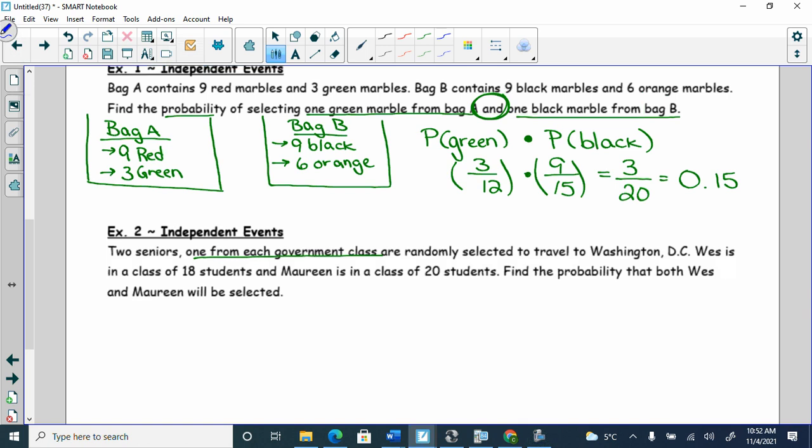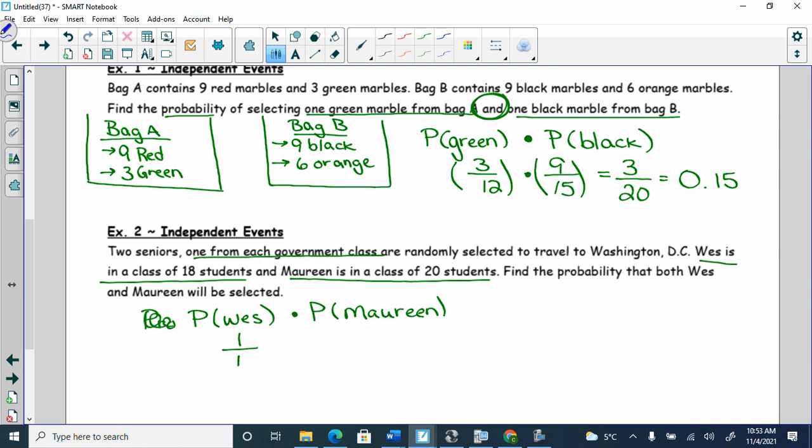Are randomly selected to travel to Washington, D.C. Wes is in a class of 18 students. Maureen is in a class of 20 students. Find the probability that both Wes and Maureen will be selected: the probability of Wes multiplied by the probability of Maureen. How many Wes's are there out of 18? And how many Maureens out of 20? When I multiply these, what do I get? 1 out of what? What is the decimal? 0.0027.